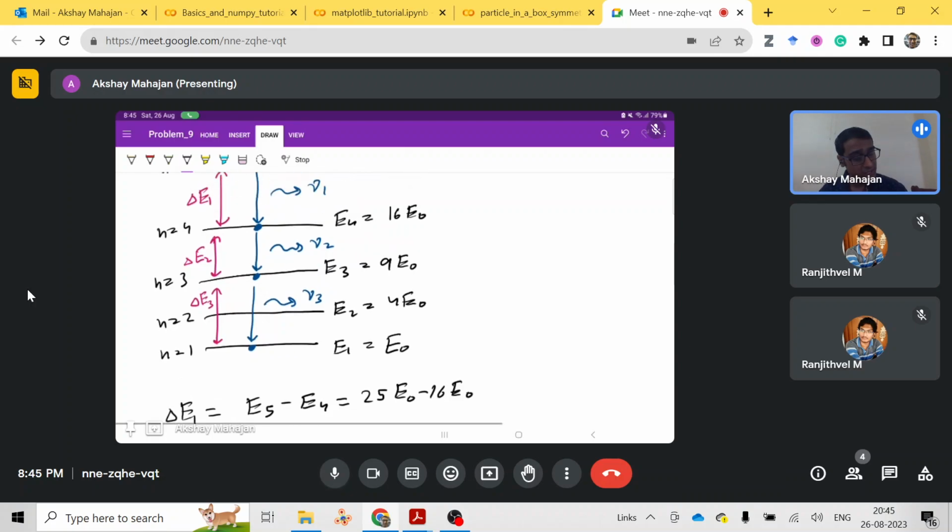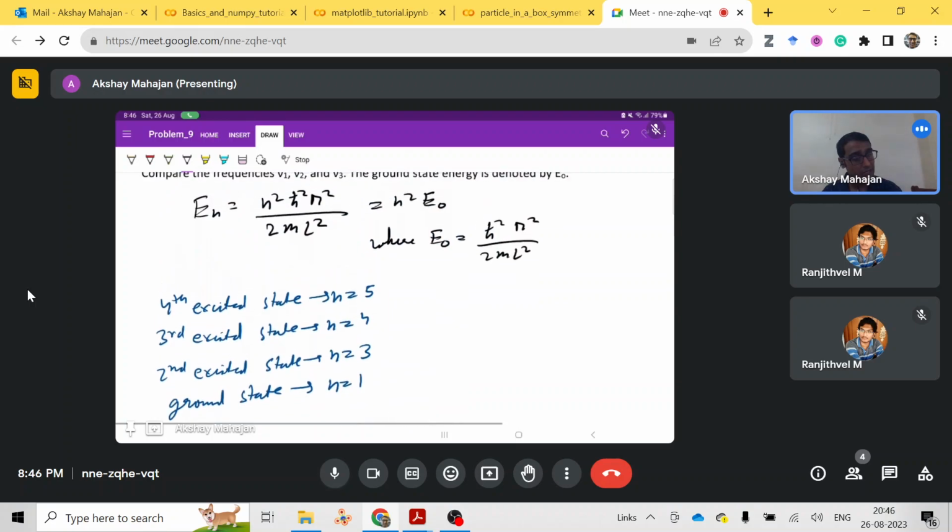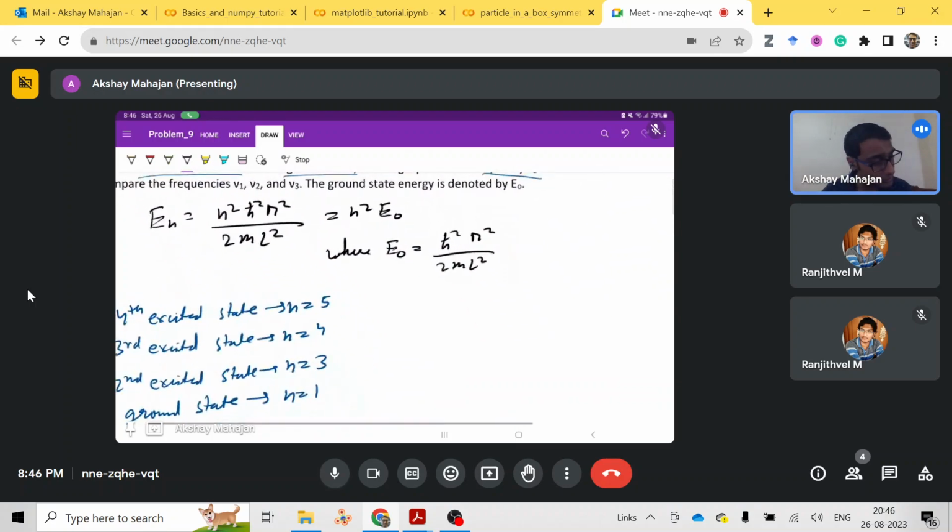And an interesting thing that we have noticed is that the energy difference between these energy levels for the particle in a box increases with the increasing number of n. You can just try to find delta E of n comma n minus 1, which will be E of n minus E of n minus 1. You can try it out.